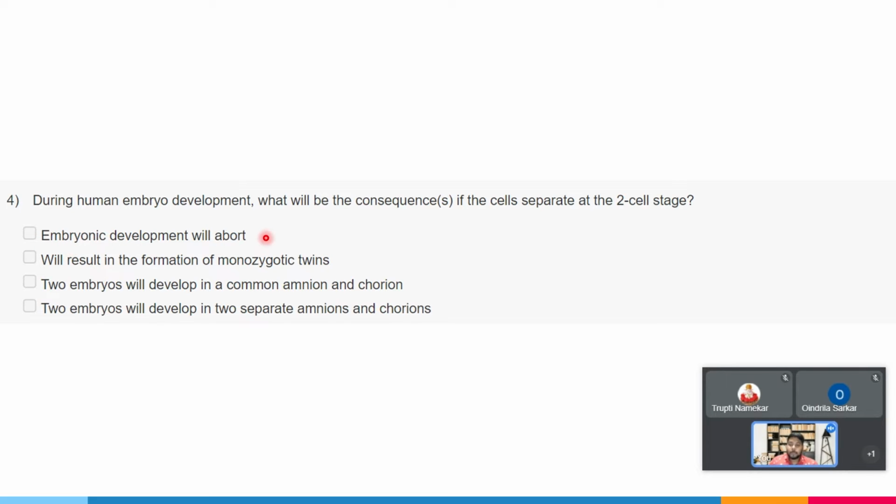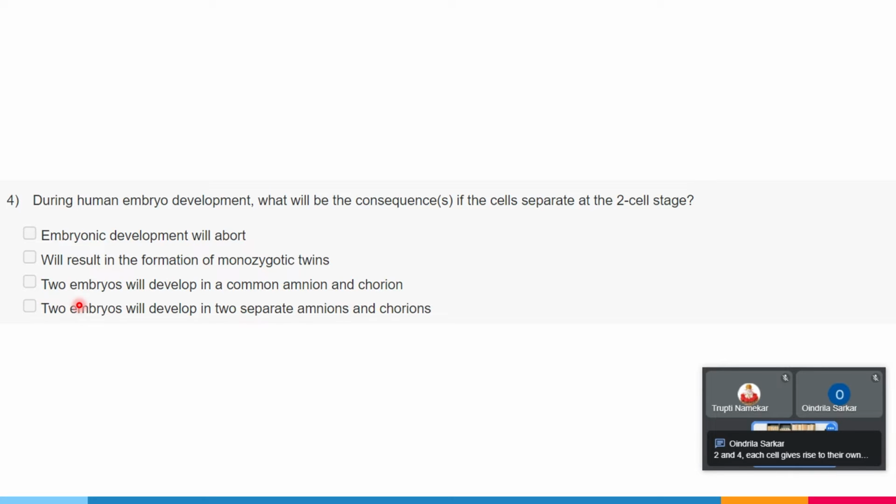The options are: embryonic development will abort, this will result in the formation of monozygotic twins, two embryos will develop in a common amnion and chorion, and two embryos will develop in two separate amnions and chorions. So this is a question with more than one correct option. Will anyone try and answer this?